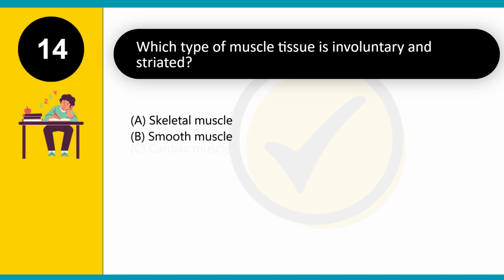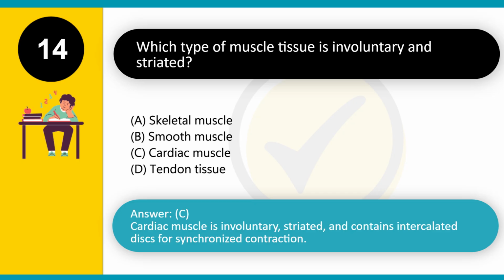Which type of muscle tissue is involuntary and striated? A. Skeletal muscle. B. Smooth muscle. C. Cardiac muscle. D. Tendon tissue. Answer, C. Cardiac muscle is involuntary, striated, and contains intercalated discs for synchronized contraction.